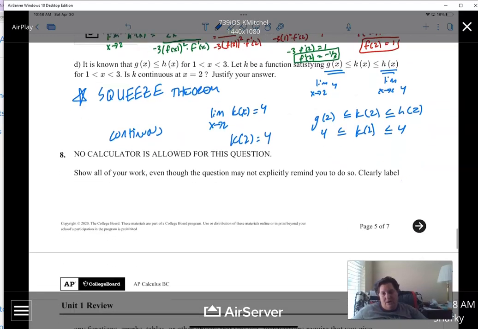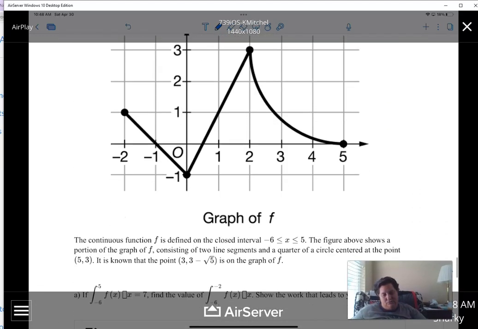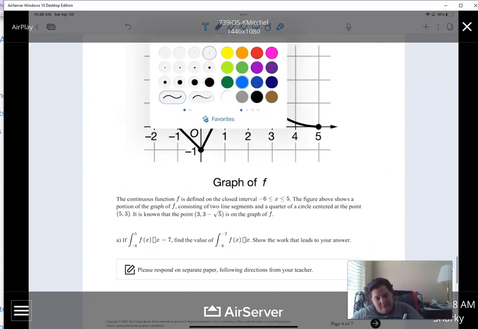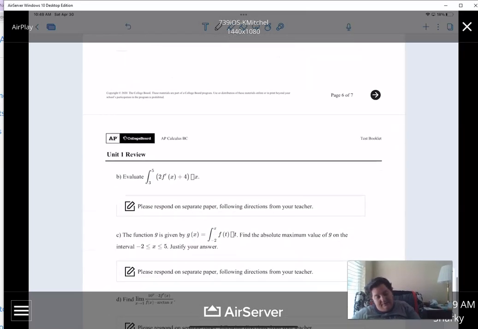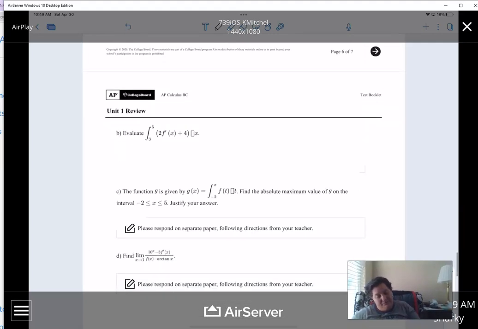Okay. All right, let's take a look at number 8. Ooh, we got this awesome graph here. Let me go ahead and get rid of all this space that we don't need. We got this graph, and then we have a 4-part question. Okay.